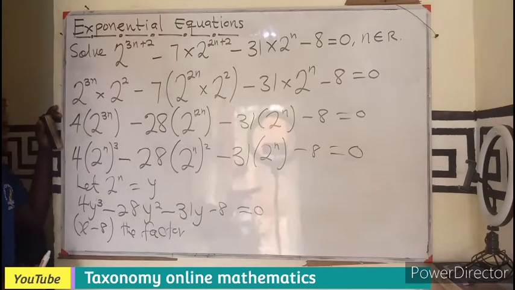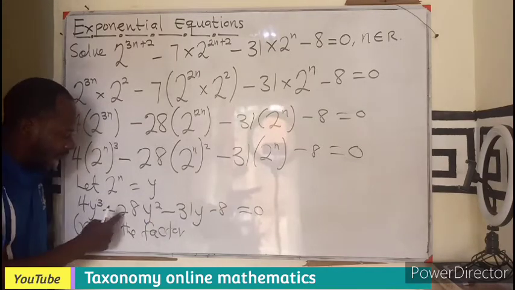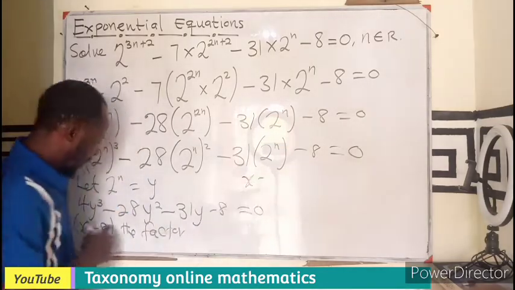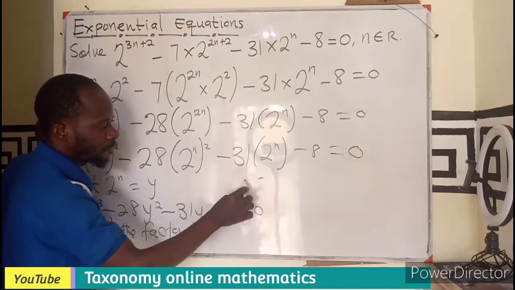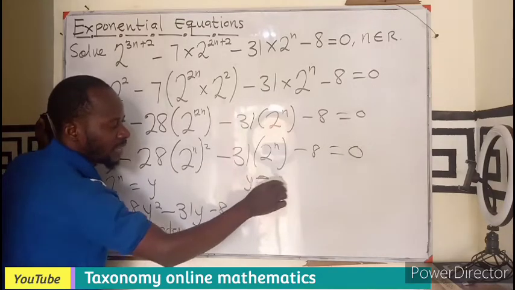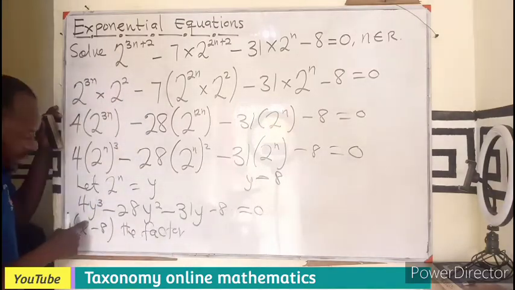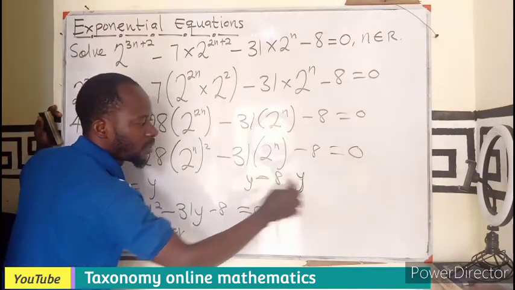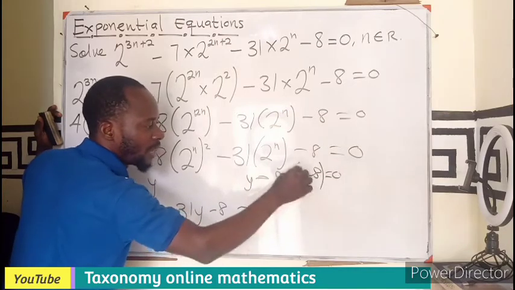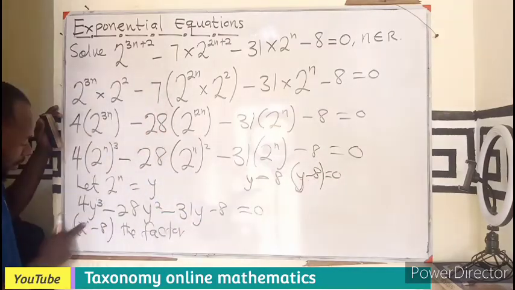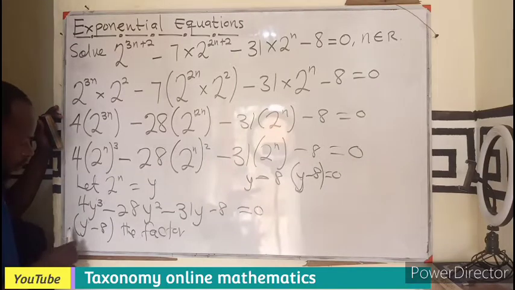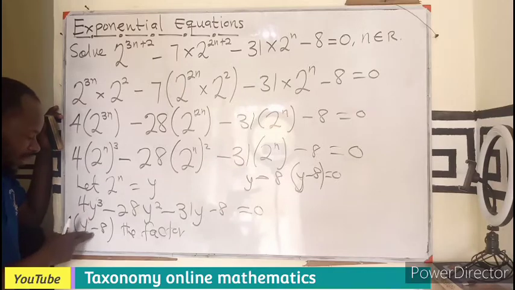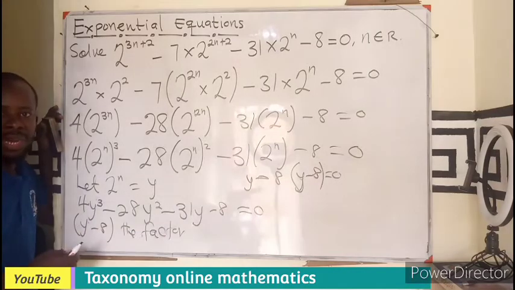So the positive 8 that we replace the y with, in this case our y, is equal to 8. That is what we replace with. So if I want to write an equation out of this, it becomes y minus 8 equals 0. That's what I mean by this is the factor. So this becomes our y minus 8 as the factor, and we are going to use this to divide the whole expression.